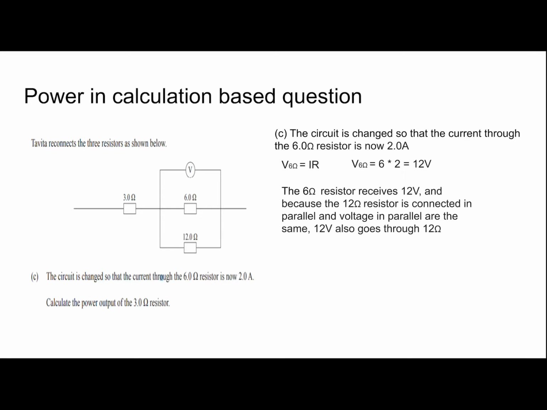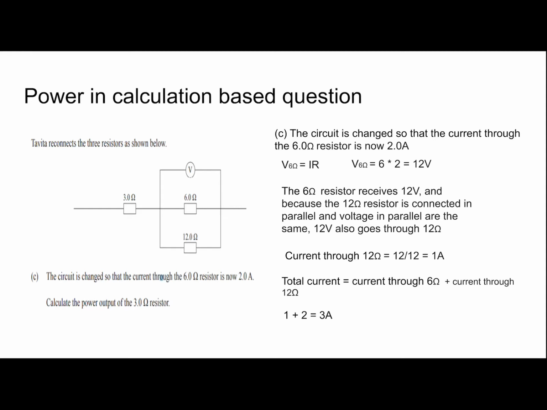And if we add these two currents, we'll get the I total at the junction. So current through the 12 ohm resistor is just 12 divided by 12, so that equals 1 amp. And we also know that the current through the 6 ohm resistor is 2 amps. So total current is equal to current through 6 ohm plus current through 12 ohm. So 2 plus 1 is equal to 3 amps. So now we know that 3 amps goes through the 3 ohm resistor.